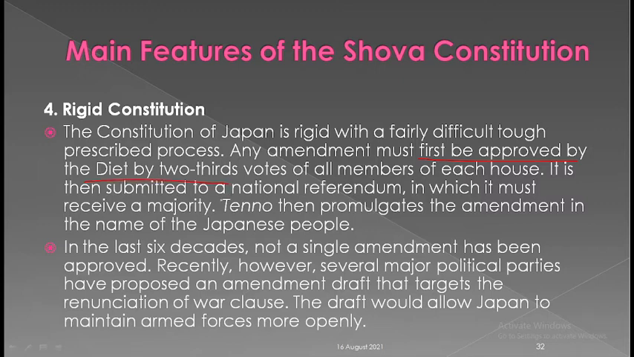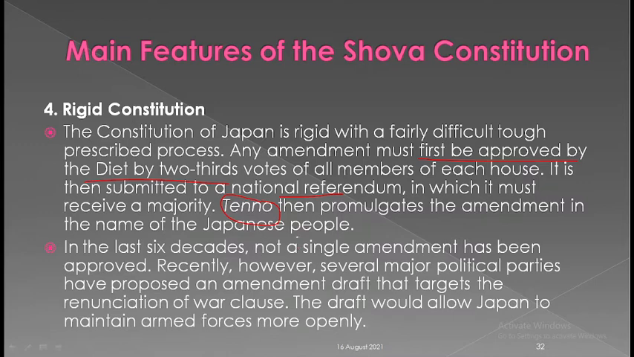After an amendment bill is passed in the Diet, that is the House of Councillors and the House of Representatives, by two-thirds majority, it will be sent to the people for a national referendum. Then, if a majority of the people approve, the emperor, the Tenno, will promulgate the amendment in the name of the Japanese people.